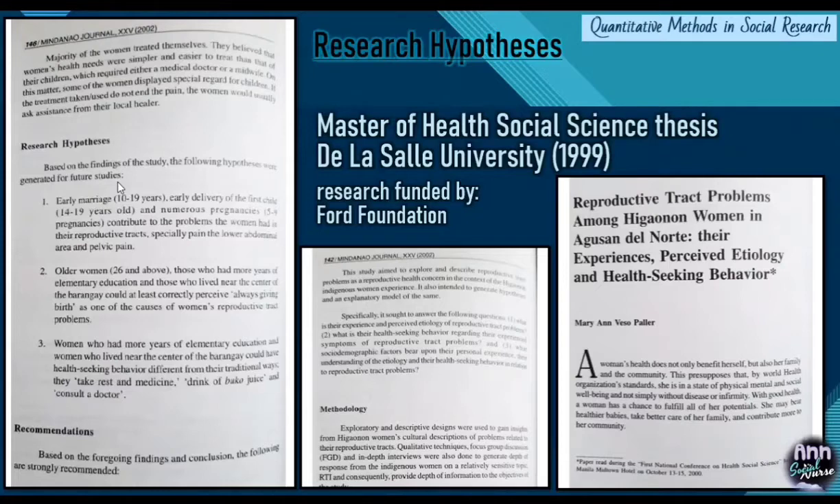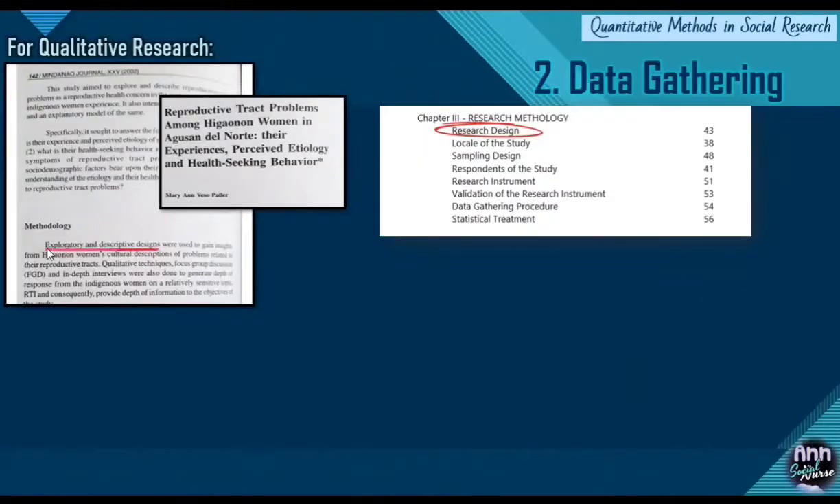So you see the difference? Previously, those hypotheses were to be tested. This one was generated, called out from the results of the study. The design was exploratory and descriptive, making use of FGD and in-depth interviews.